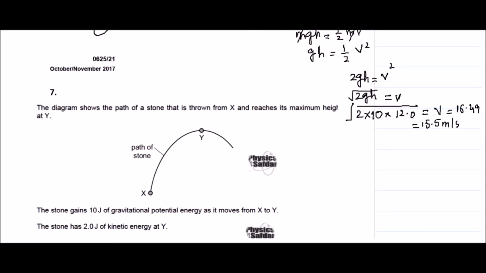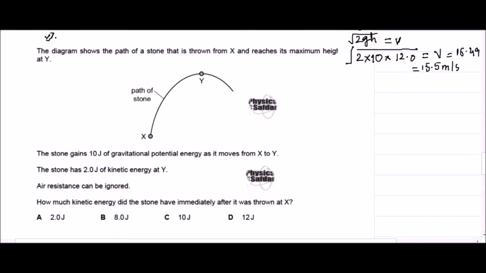Now this question number 7 is taken from the October-November 2017 series. The diagram shows the path of a stone that is thrown from X and reaches its maximum height. The stone gains 10 joules of potential energy as it moves from X to Y. The stone has 2.0 joules of kinetic energy at Y. Air resistance can be ignored. How much kinetic energy did the stone have immediately after it was thrown at X?